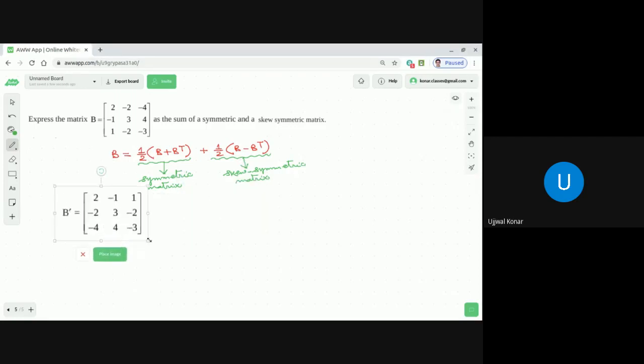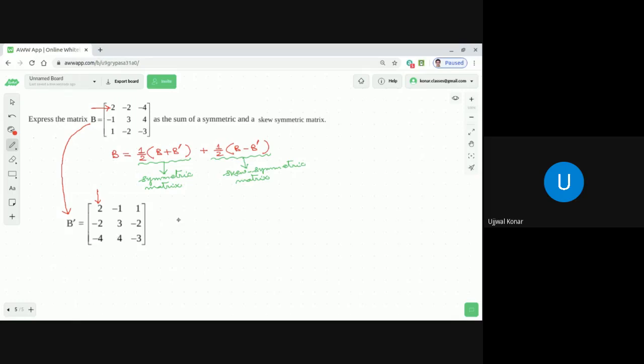If B is the matrix, let me follow a consistent way of writing. So B transpose and B minus B transpose. If B is this matrix, you can find B transpose. We have done this today. What is transpose? Rows become columns, columns become rows. A quick way of recapping: what is the first row of the original matrix B? 2, minus 2, minus 4. That becomes the first column of the transpose matrix, 2, minus 2, minus 4. In a similar manner, the others also follow.